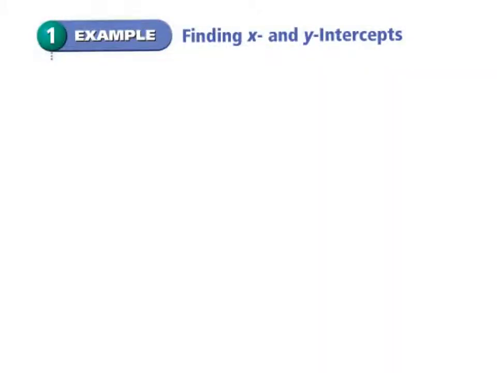So in example 1, I want you to find the x and y intercepts. So let's do two problems. Problem A, find the x and y intercept of 3x plus 4y equals 8. Now, to find the intercepts, remember, this is in standard form. It's important to understand that if it's not in standard form, put it in standard form first. So, ax plus by equals c.